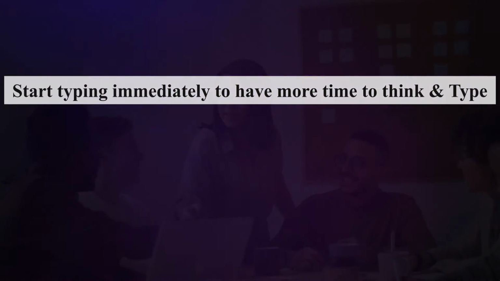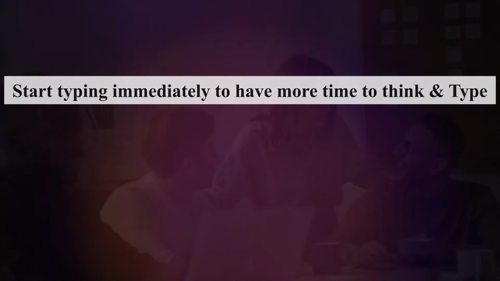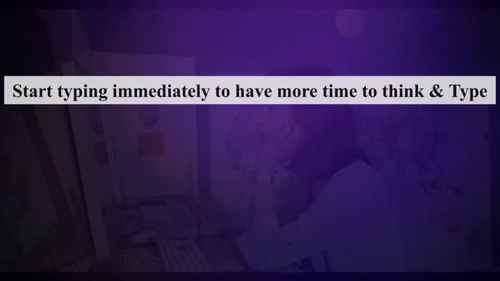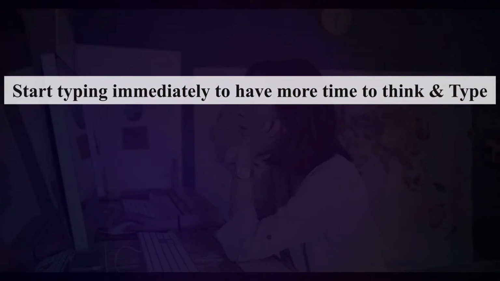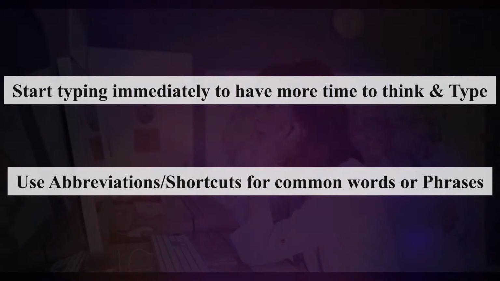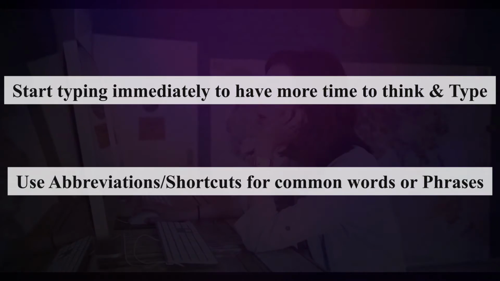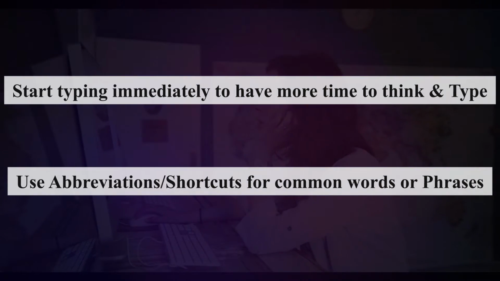Another tip to clear this section is start typing as soon as you hear the sentence. By doing this, you will get more time to think and type. And with the flow, you would also increase your chances of completing the sentence without forgetting them. Another good practice is you can also use abbreviations and shortcuts. Develop a set of personalized abbreviations or shortcuts for common words or phrases. This can help you type more efficiently during the dictation.